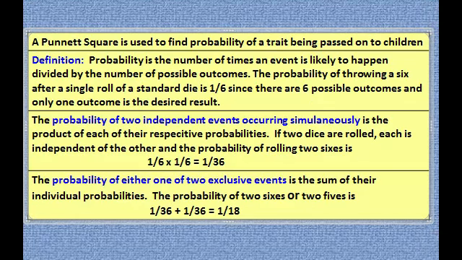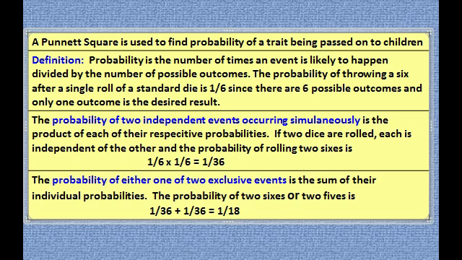A Punnett square is used to find the probability of a trait being passed on to the children. Definition: probability is the number of times an event is likely to happen divided by the number of possible outcomes. The probability of throwing a 6 after a single roll of a standard die is 1/6, since there are 6 possible outcomes and only one outcome is the desired result.